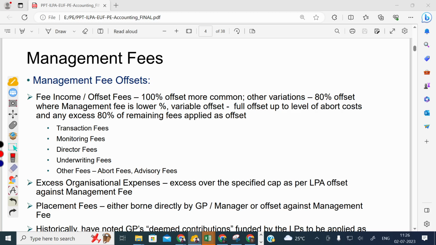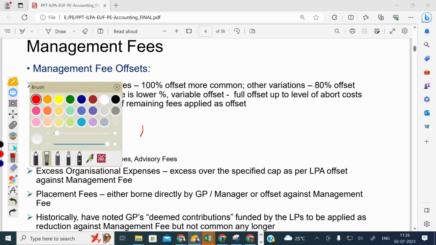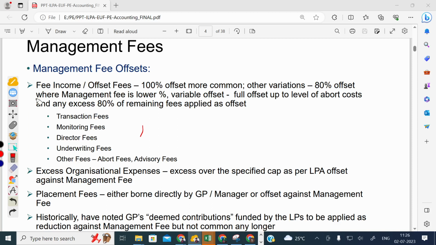Okay. See this. Note down this also: management fees offset. Offset, can anyone tell me what the meaning of offset is? Kind of write-off or reversal? Write-off? Offset means like in order to make it zero. It's not a write-off.